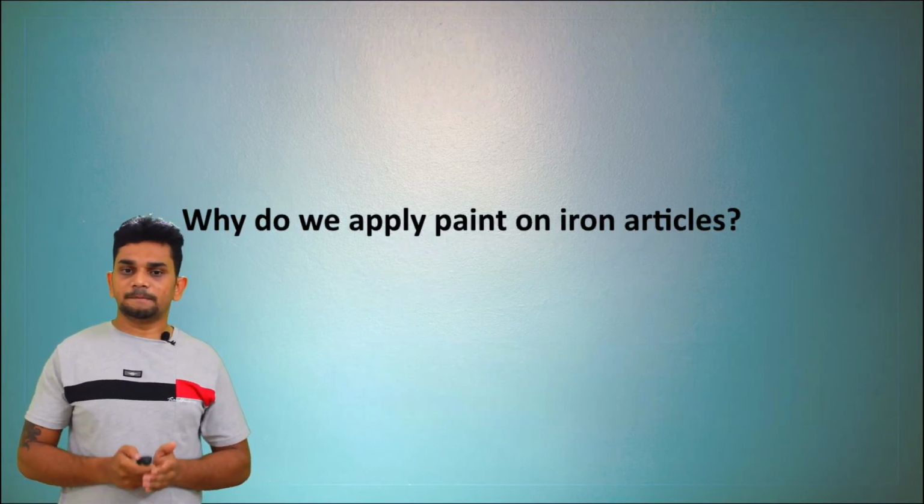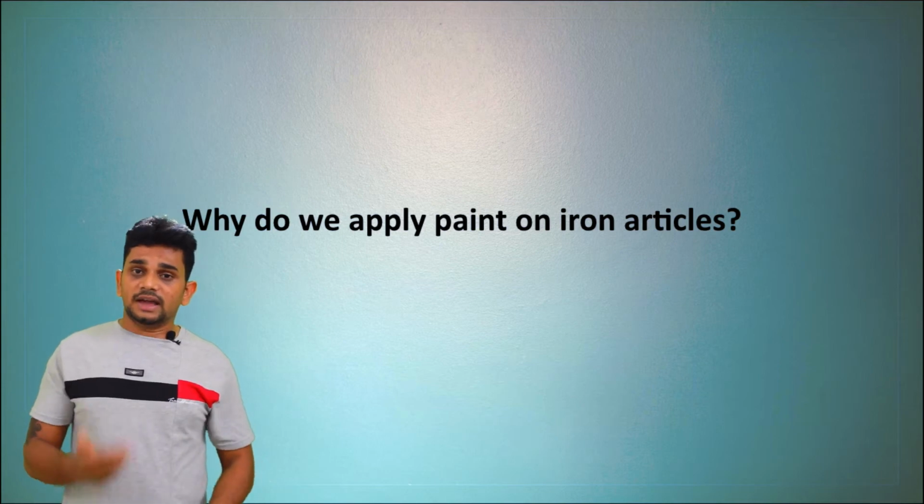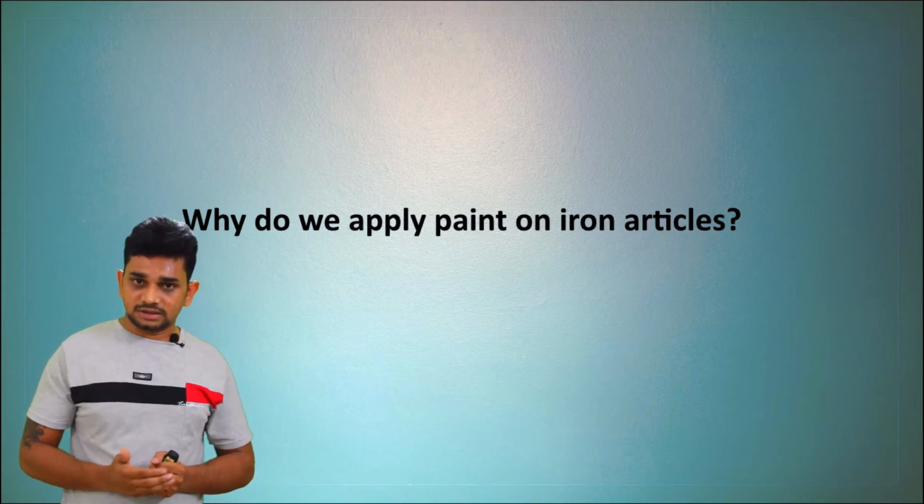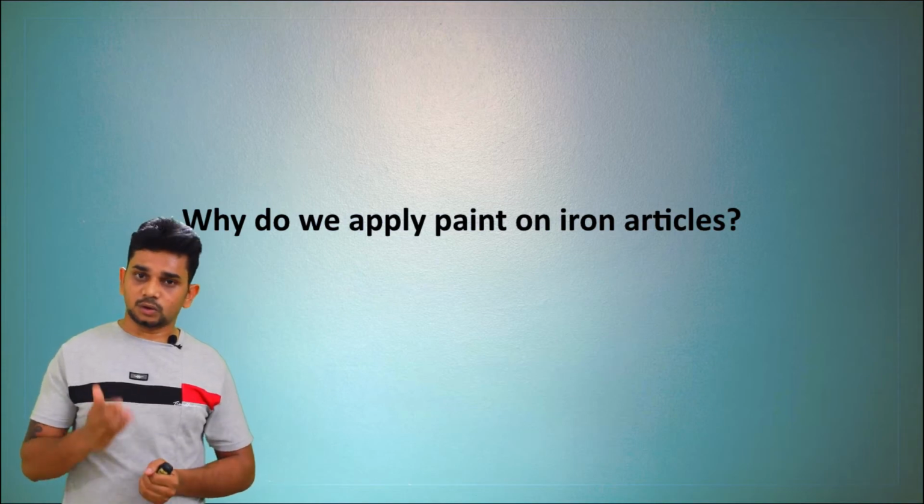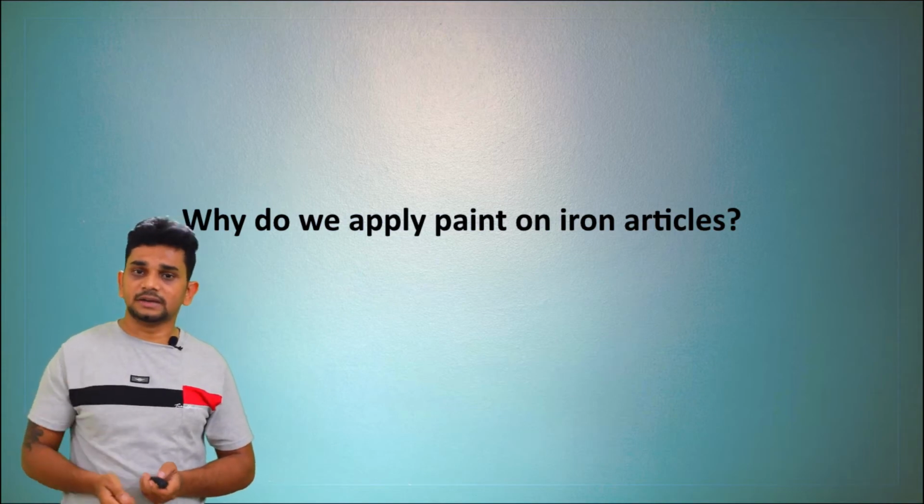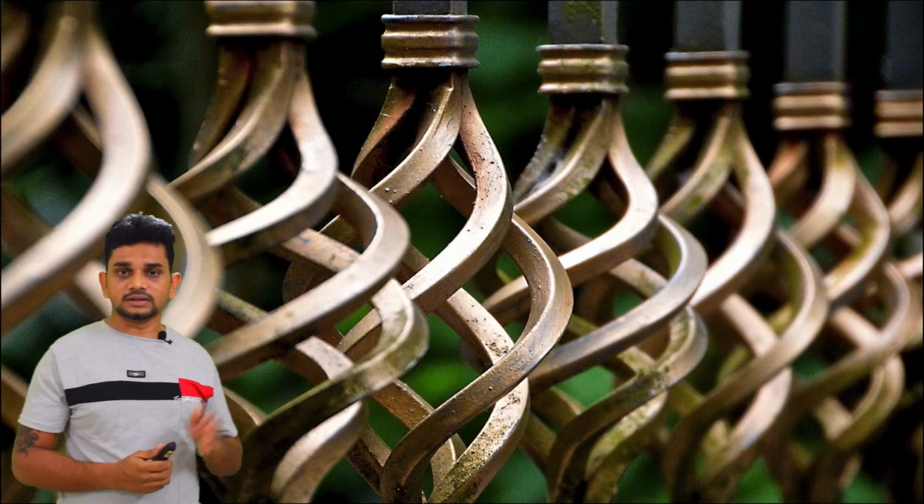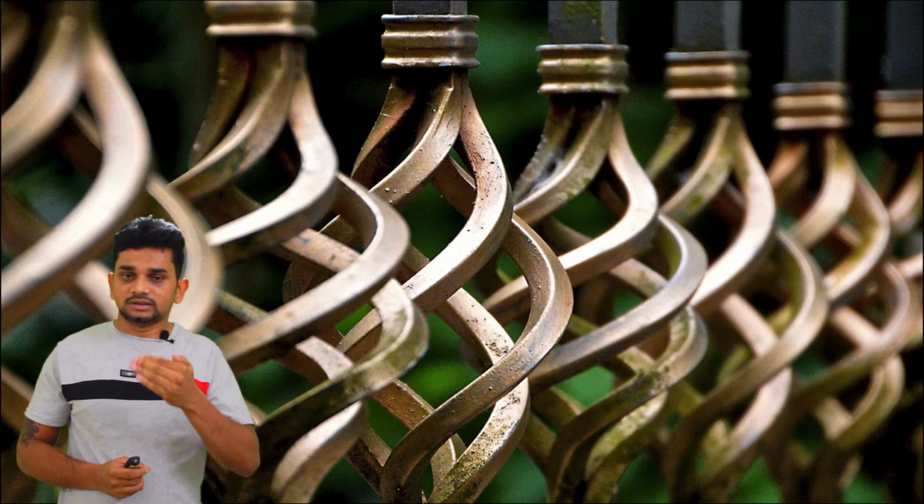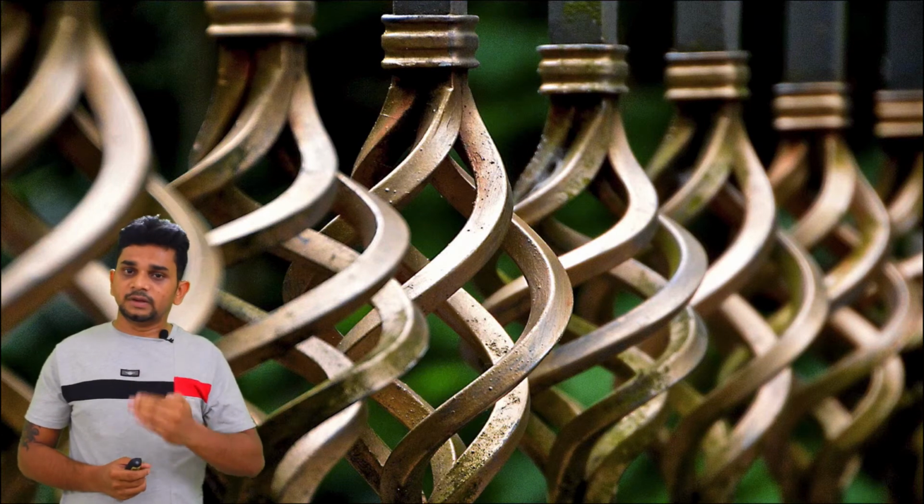Why do we apply paint on iron articles? Iron will react with water and oxygen present in the air and form rust. This process is known as corrosion. To prevent corrosion, we need to paint the iron article. Here you can see the painted iron article. Because of this paint, it will block the interaction of iron with the atmosphere.